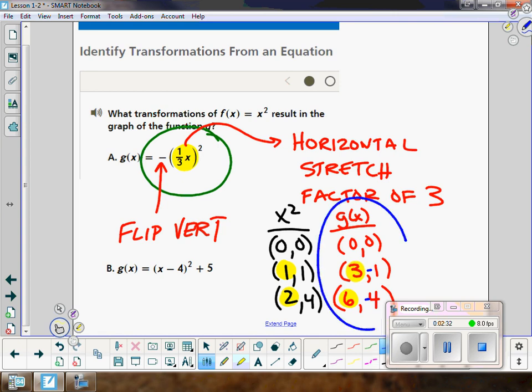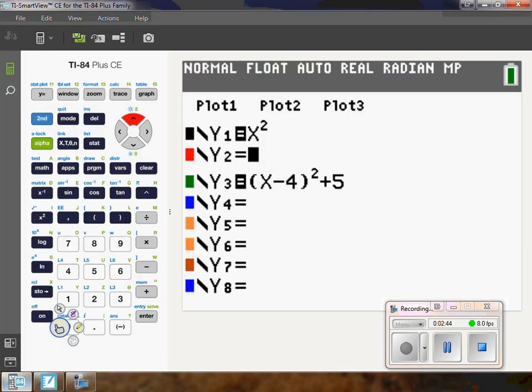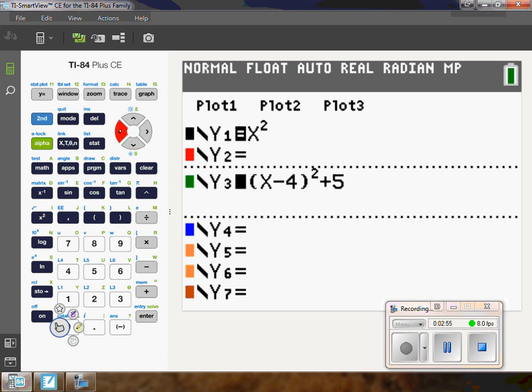So we're going to pop this into the graphing calculator and see if those 3 points show up on our red graph. 0, 0, 3, -1, and 6, -4. Off to the calculator we go. X squared is already loaded in for y1. I have the next example already loaded into y3. I'm going to turn that off. You could type that in later.